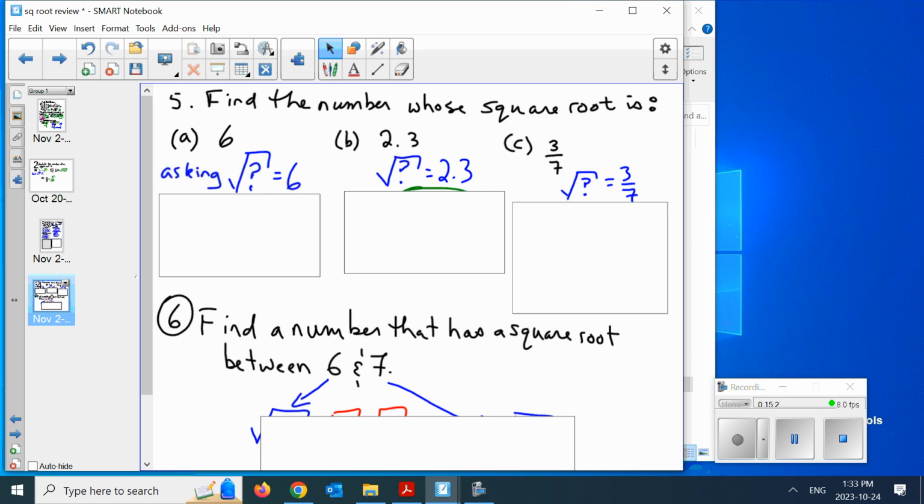I'm not going to ask you guys to do 5 ABC because we've already done some like this. Listen to me though. Find the number whose square root is 6. Well, that's just the opposite. We've done this practice, right? So 6 times 6, it's 36 under the root sign. So pay attention.